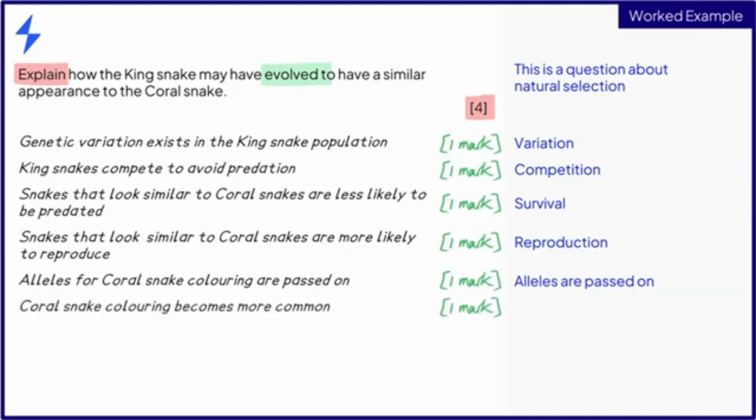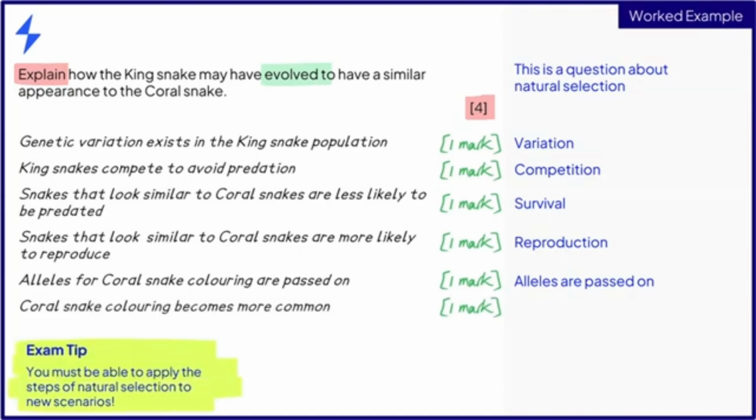Exam questions will often present you with an unfamiliar species to which you must be prepared to apply your knowledge of natural selection. You could perhaps use the first letters of the blue words in the commentary here, V, C, S, R, A, to come up with a memory aid to help you remember the steps.